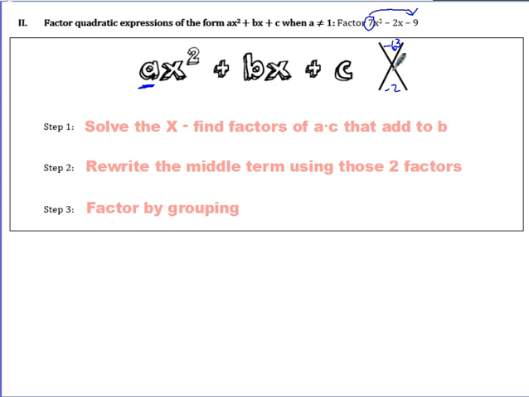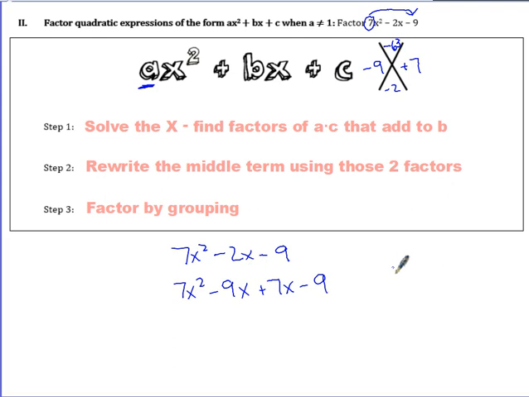Okay, so I want you to pause here and figure out those numbers. So you should have negative 9 and positive 7. If I multiply those two, I get negative 63. If I add them, I get negative 2. Okay, so I'm going to take that original expression and split the middle term. I'm going to split the negative 2x into negative 9x and positive 7x. So now I have 7x squared minus 9x plus 7x minus 9. So I split the negative 2 apart into negative 9 and positive 7.